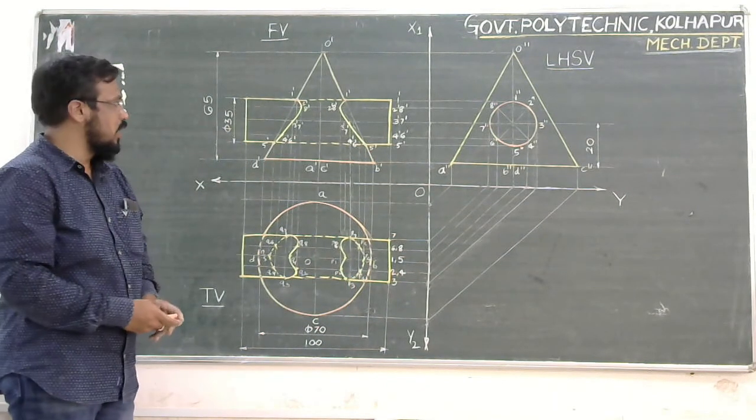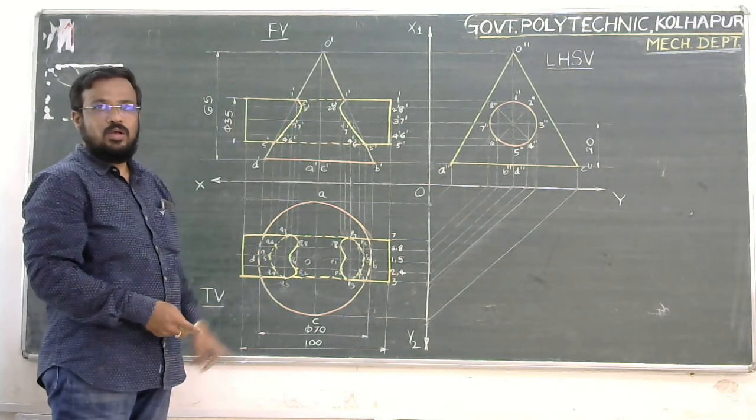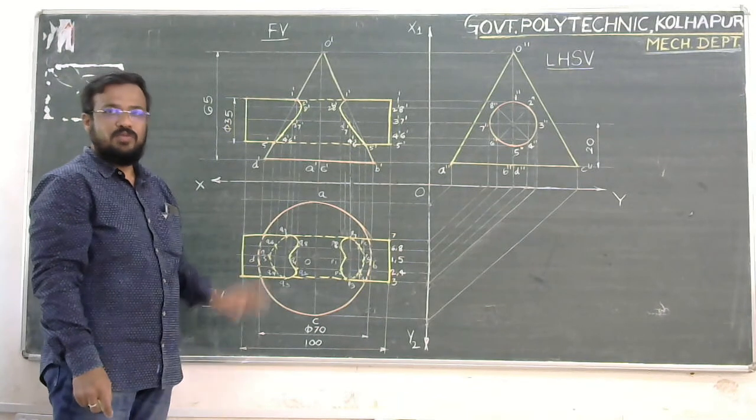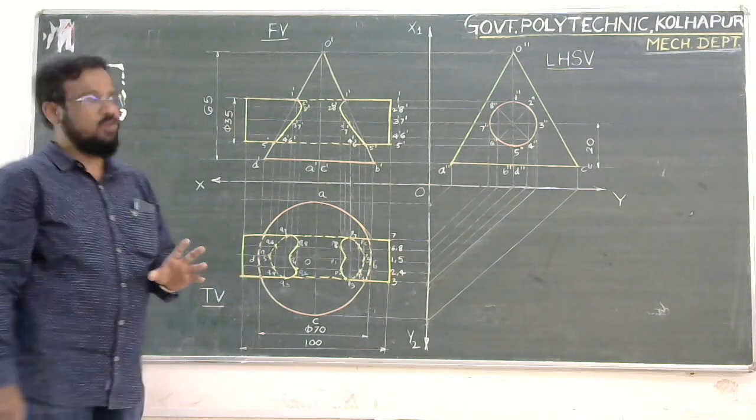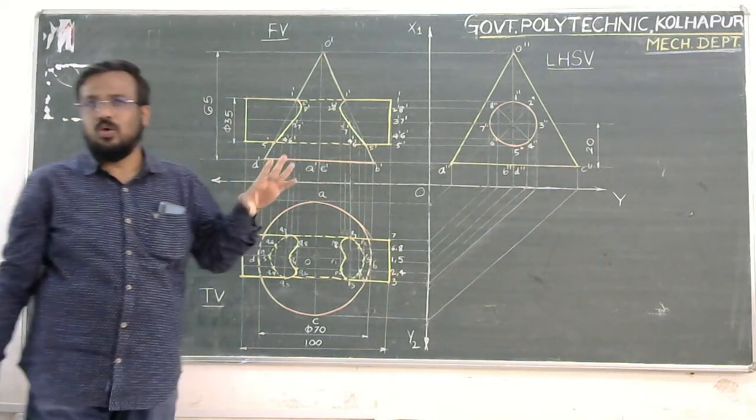So this is the clear-cut solution of the case of intersection, taking into consideration the example of a vertical cone penetrated by a horizontal cylinder.